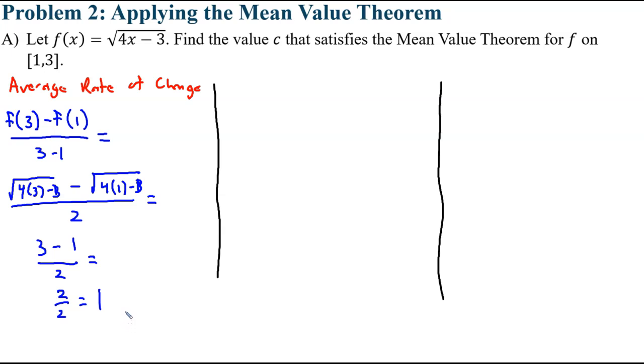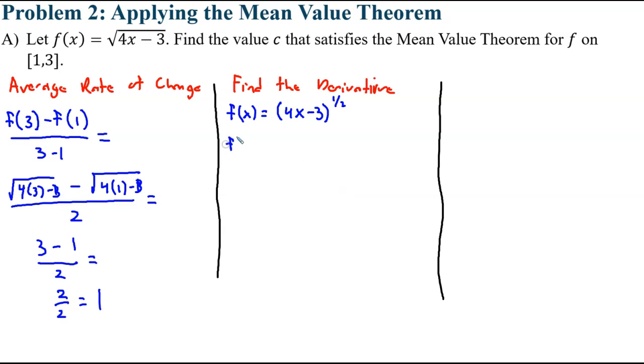All right, so what we're looking for then is the point on this interval 1 to 3 that has a slope of 1, the same as this average rate of change. So for that, what we're going to have to do is find the derivative. Okay, so find the derivative of this function. Now for that, let's rewrite our f. Instead of using roots, let's say that f of x is equal to parenthesis 4x minus 3 to the 1/2 power. Let's rewrite it in a form that's a little easier to take the derivative of.